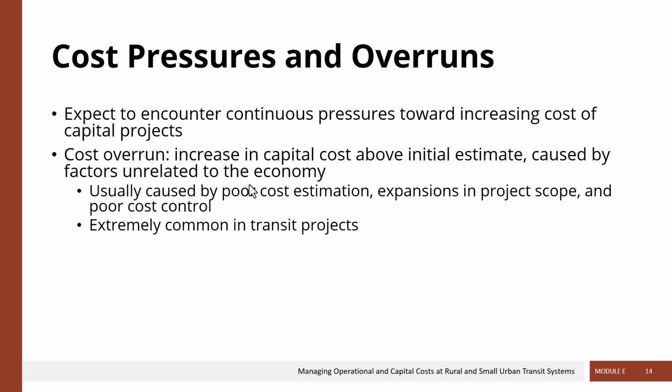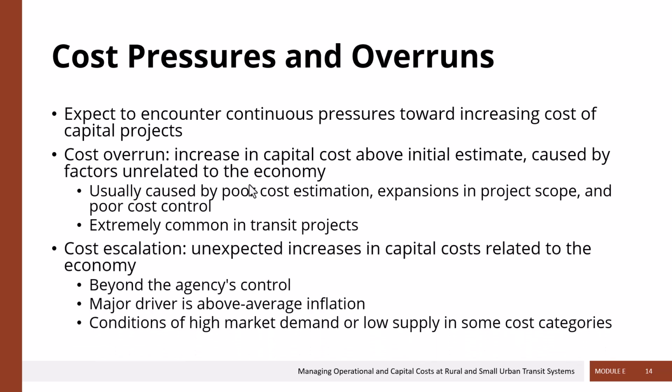The first is the cost overrun, and this is when there's an increase in the capital cost above an initial estimate, which is caused by factors that are unrelated to the economy, right? Not caused by economic factors, but usually caused by poor cost estimation at the beginning or expansions in the project's scope and even poor cost control procedures. And this is extremely common in transit projects. In fact, previous studies have cited that 45% or so of US rail transit projects end up experiencing some kind of cost overrun. So it's very important to try to avoid this pressure.